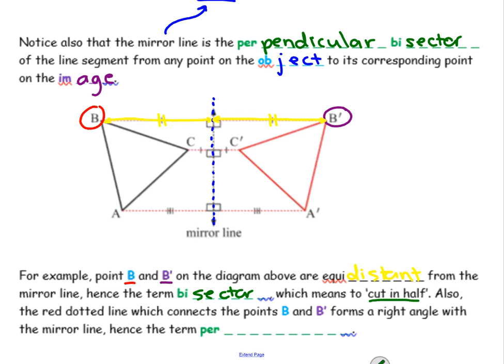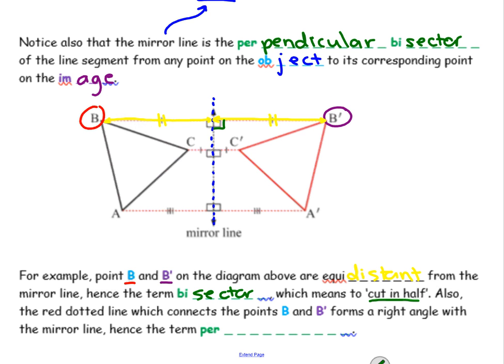See this whole line from B to B dash, if you're not sure what I was talking about, it's cut in half by the mirror line. Also, the red dotted line, which connects the points B and B dash, forms a right angle with the mirror line. So that whole big line forms a right angle with the mirror line. That's all that's pointing out.